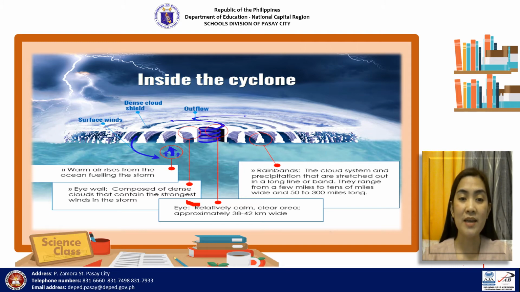First, the eye is a relatively calm area, approximately 38 to 42 kilometers wide. Second, we have the eye wall that is composed of dense clouds that contain the strongest winds in the storm. And we have the rain bands that are composed of cloud systems and precipitation stretched out in a long line or band. They range from a few miles to tens of miles wide and 50 to 300 miles long.